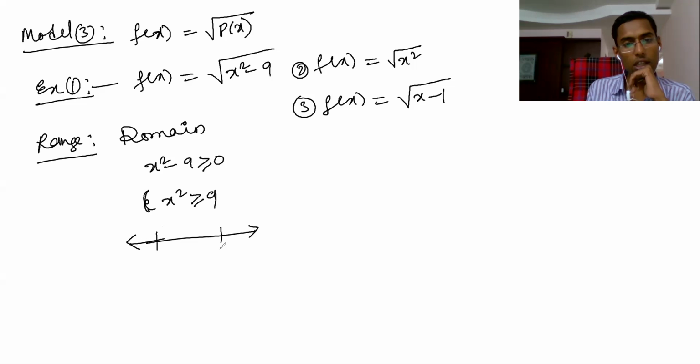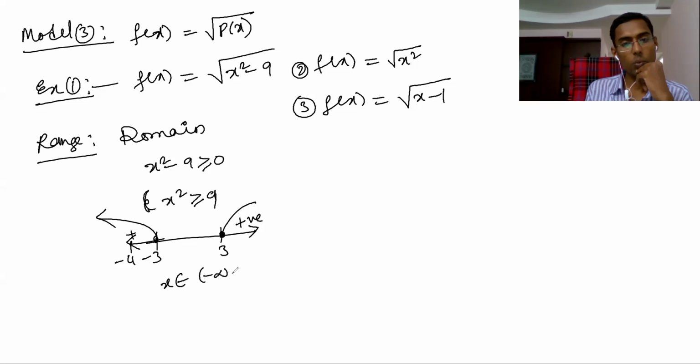When x is greater than 3, yes, possible. If x is greater than 3, then x square is greater than 9. x less than minus 3, minus 4 also, this is also okay, no problem. So that means x value is minus infinity to minus 3 union 3 to infinity.